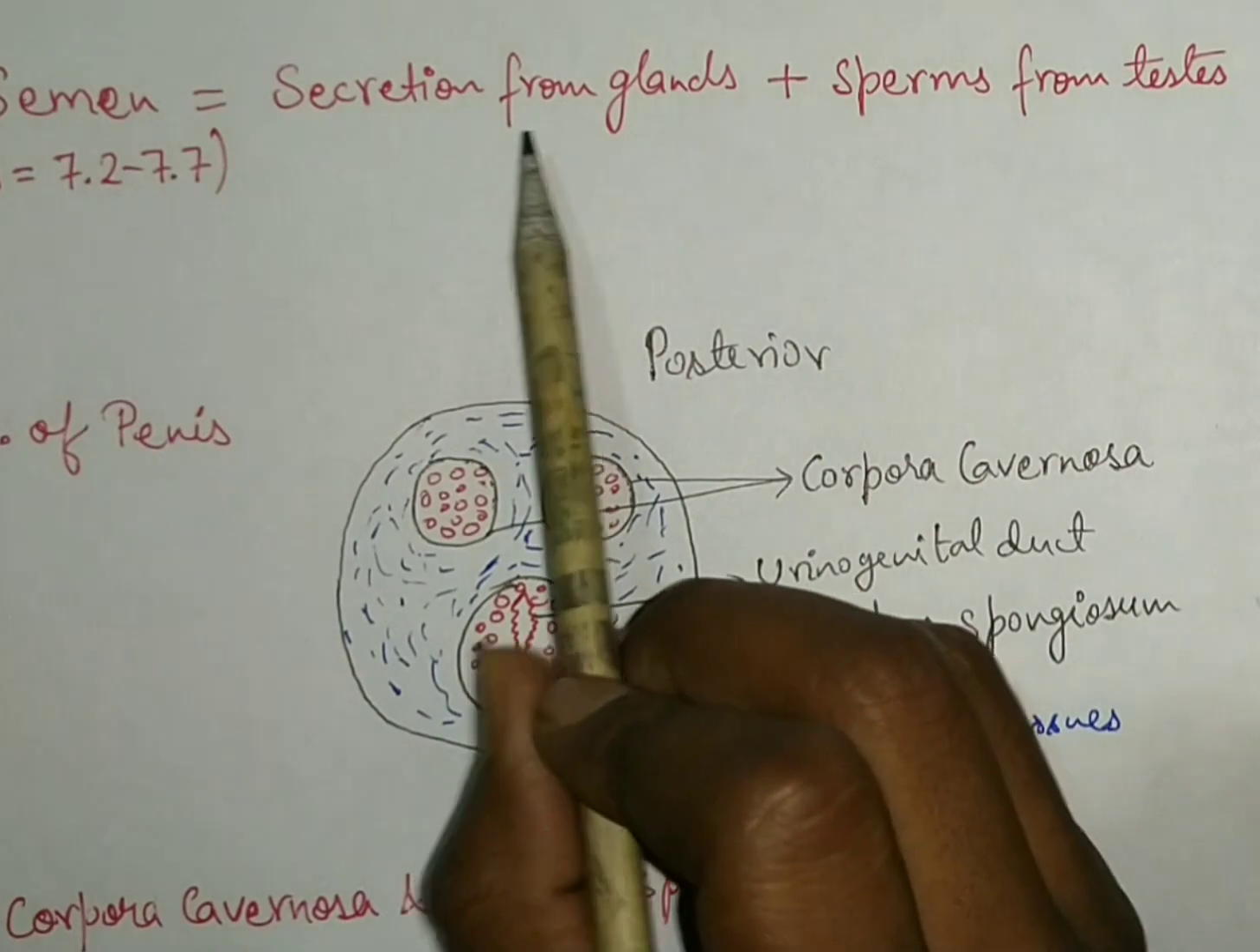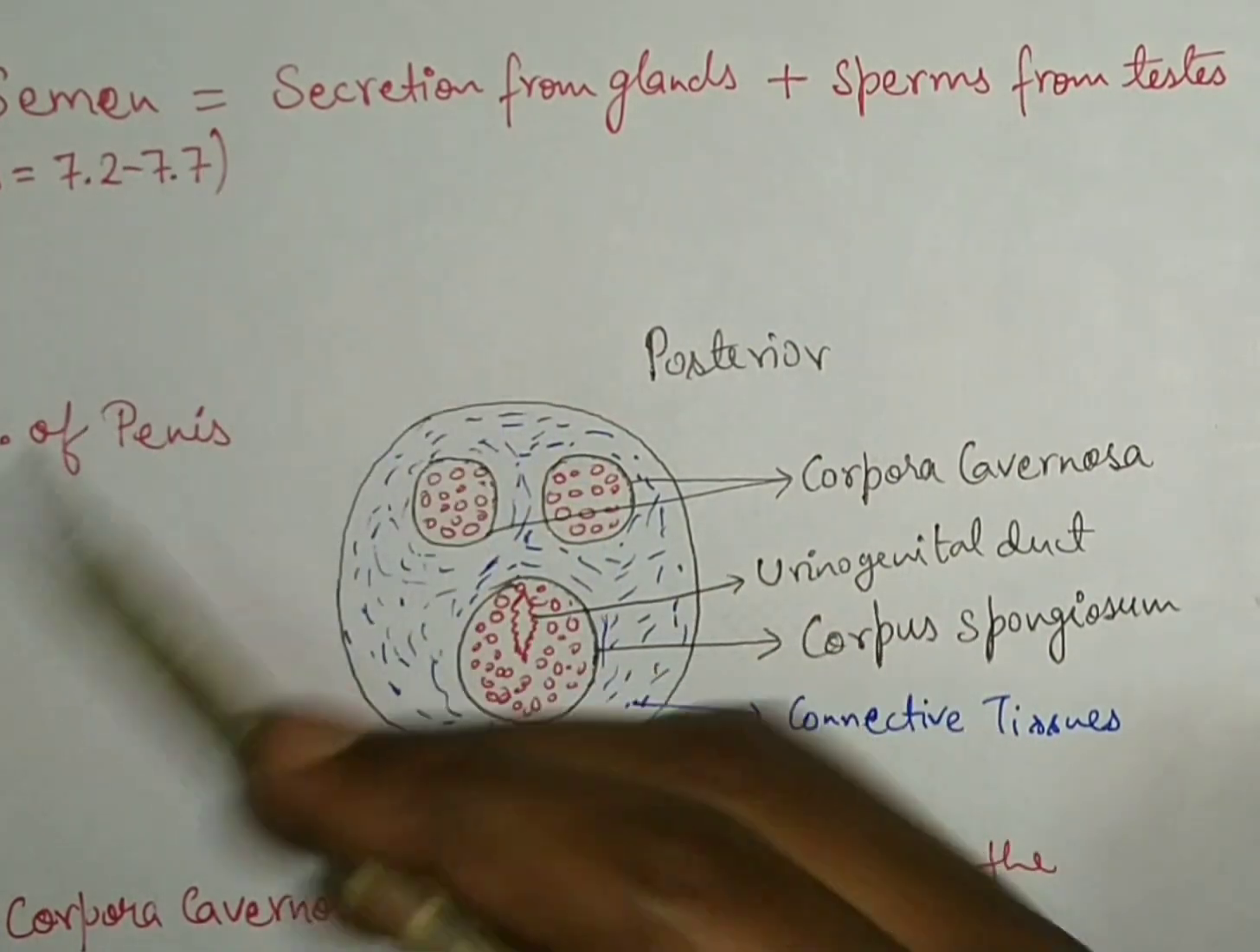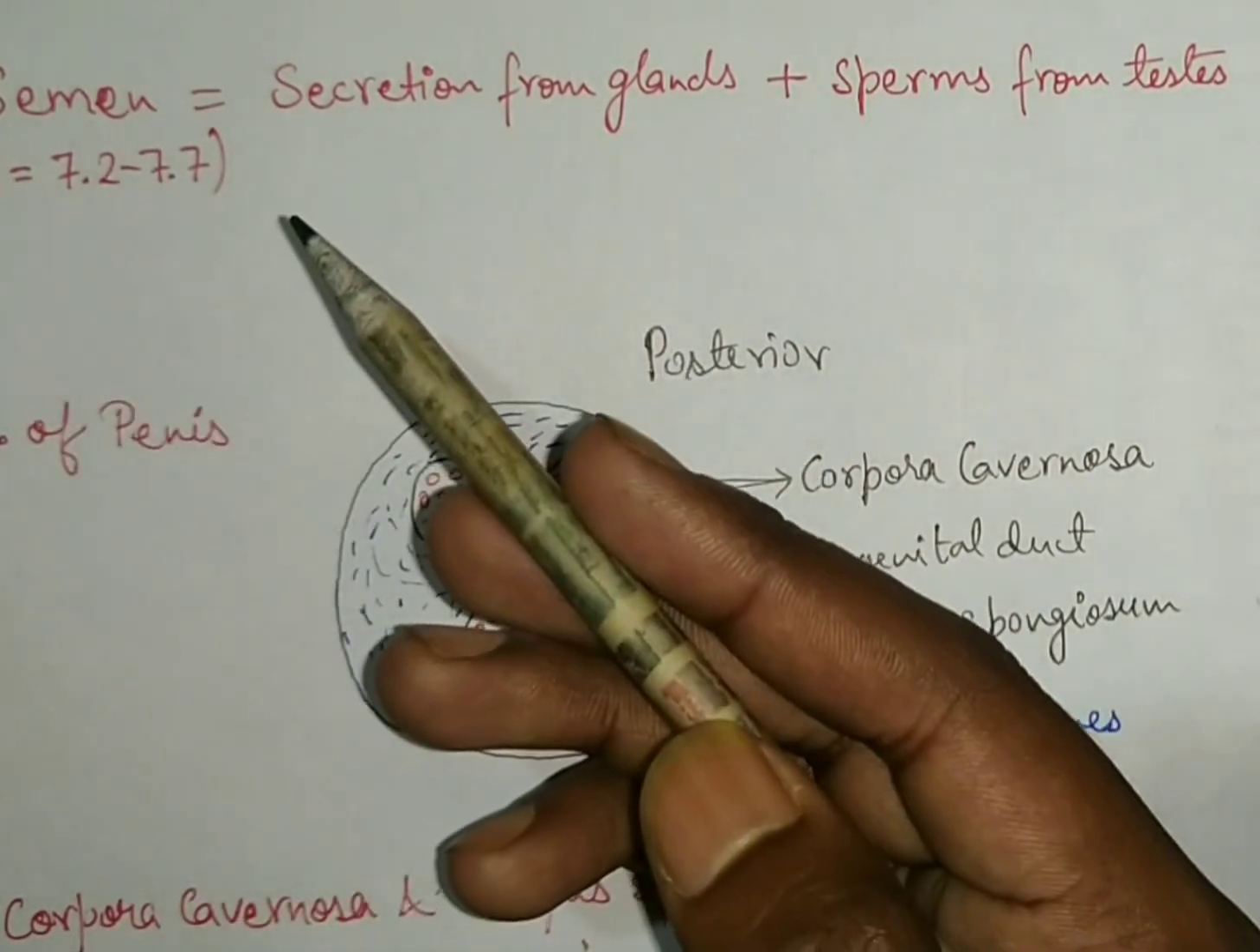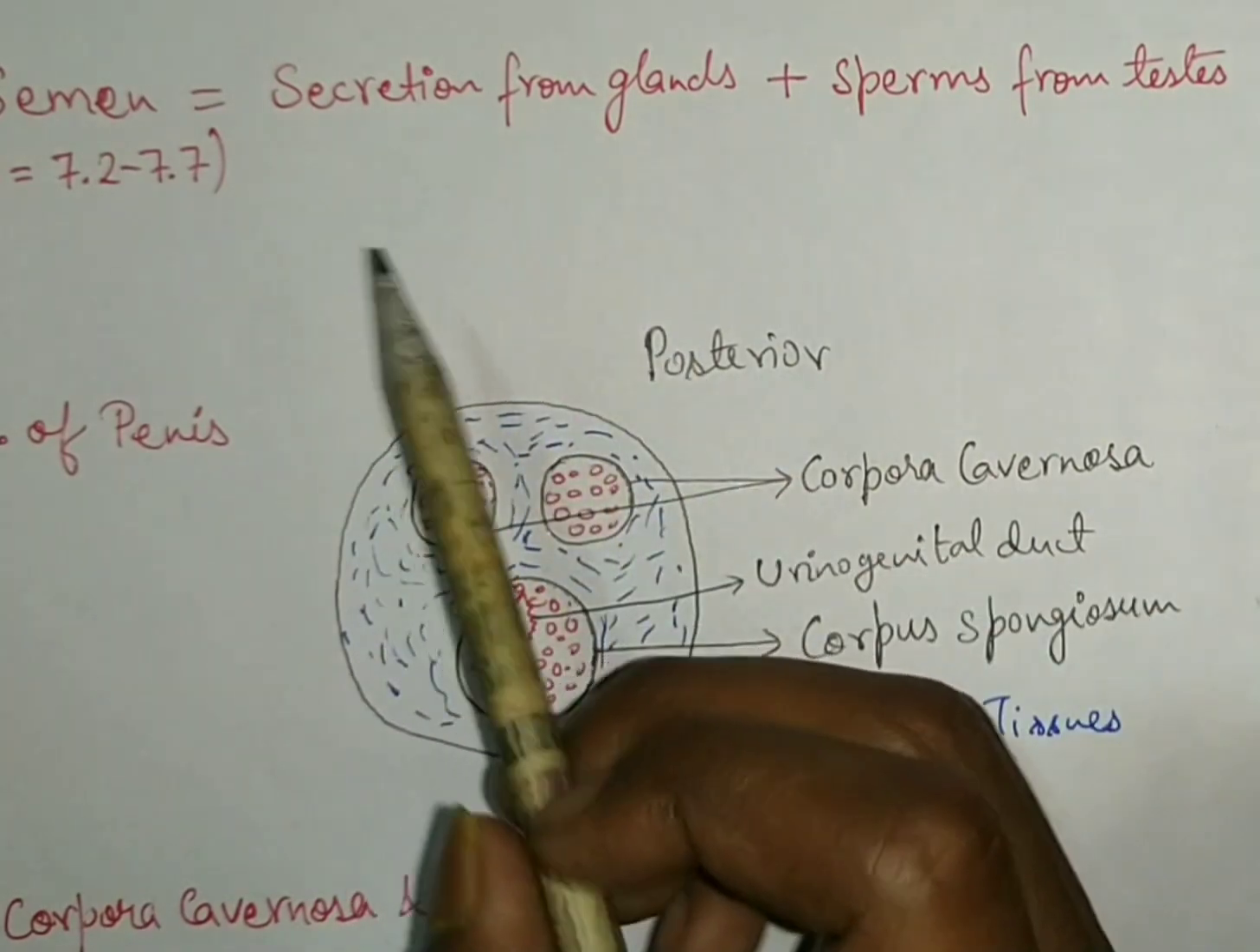The 25% of the semen is from prostate gland and 60% of the semen is from seminal vesicles.